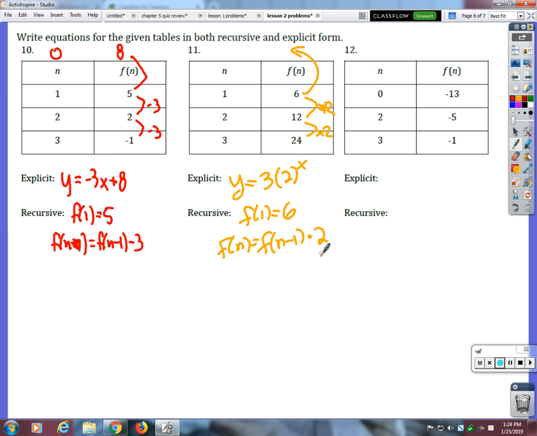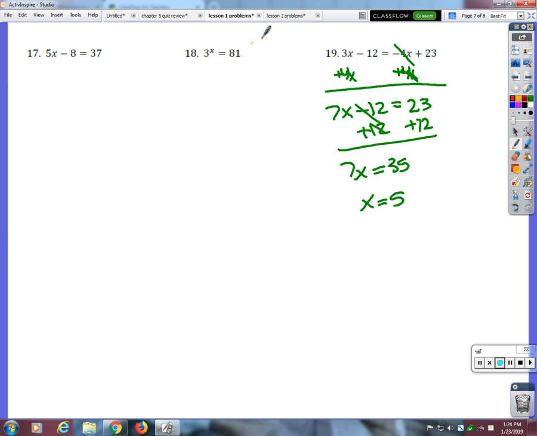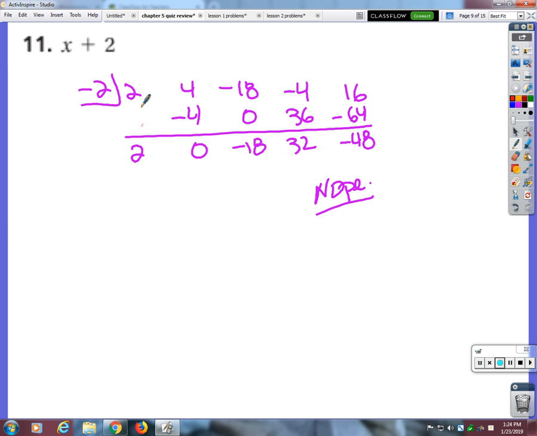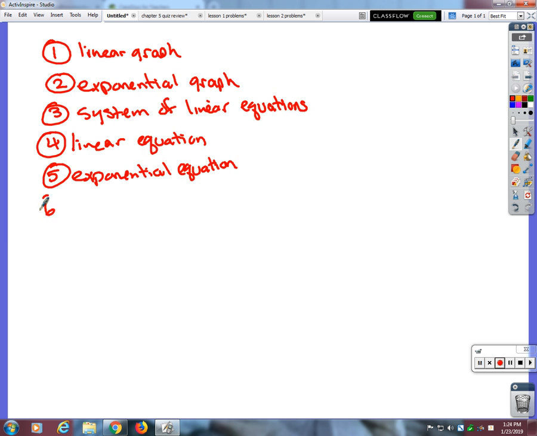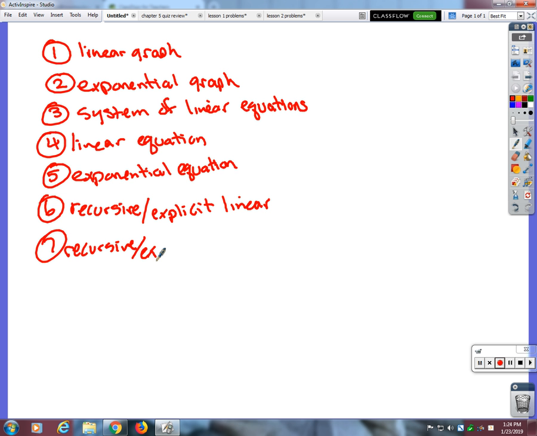Dylan, you good? Okay. All right, so now we've added two things onto here. So, yeah, just a sec. So recursive or explicit linear. And then also, no, just candy, yeah, and it's old man candy, so explicit.